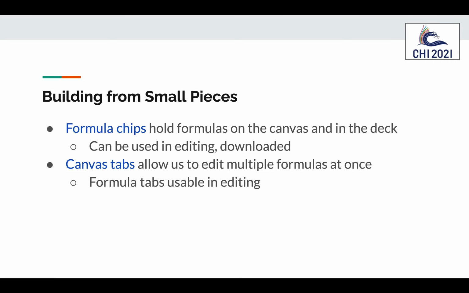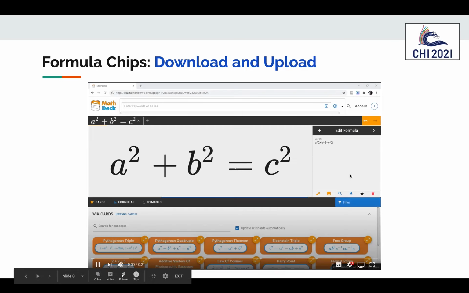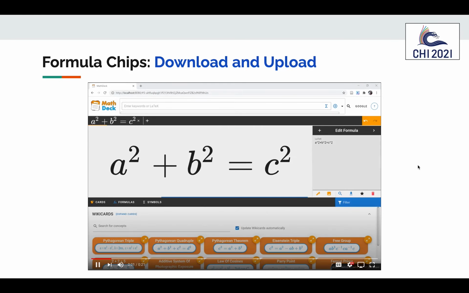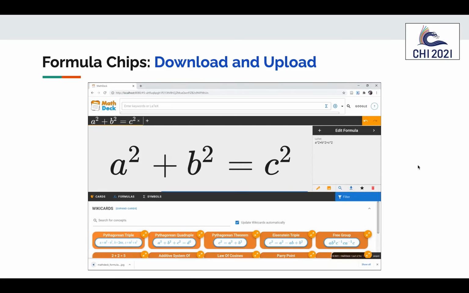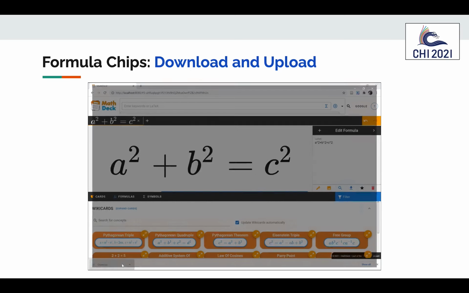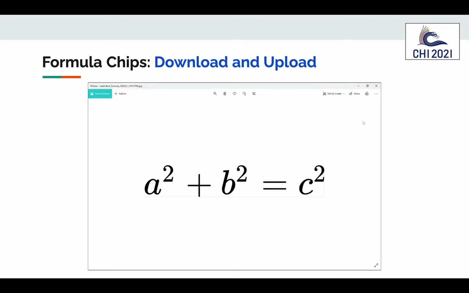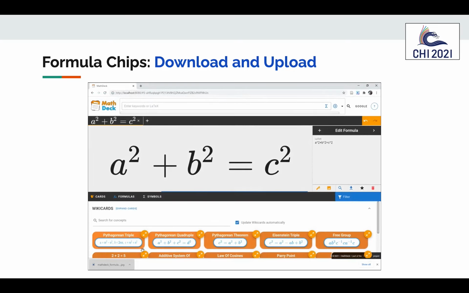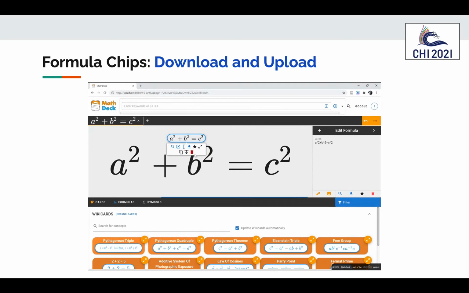So we can build from smaller pieces. We can have multiple formulas in small bits and then put them together using the formula chips you've just seen, which can also be downloaded, and canvas tabs that allow multiple formulas to be edited at once. Here's an example of downloading a chip. Once we have our formula here, we can just download it into a JPEG file, which can then be dragged directly back onto the canvas and turned back into a chip. And all the information for the chip is stored in the JPEG. There's no OCR or anything like that needed for this.